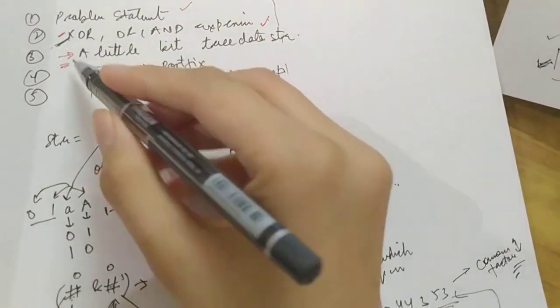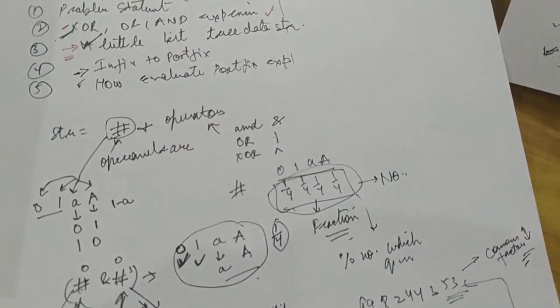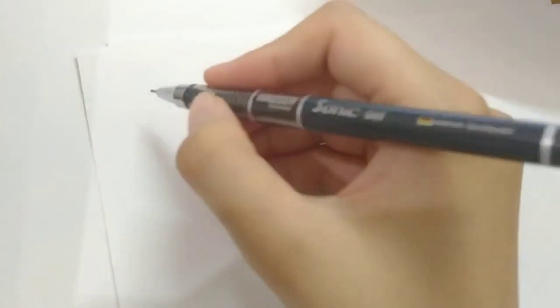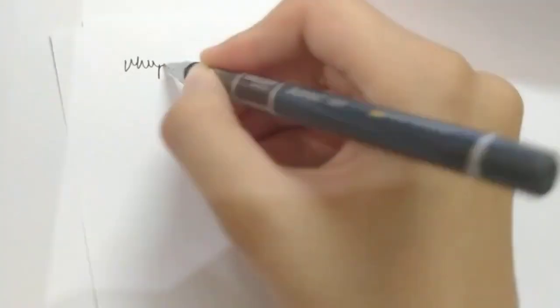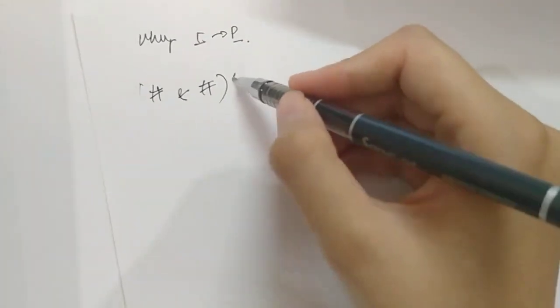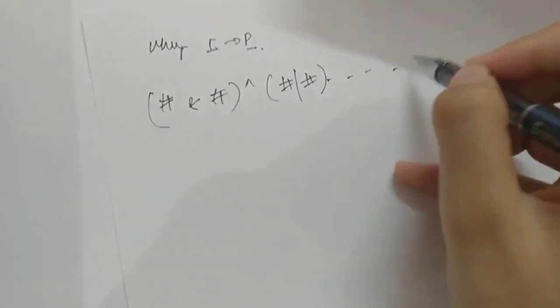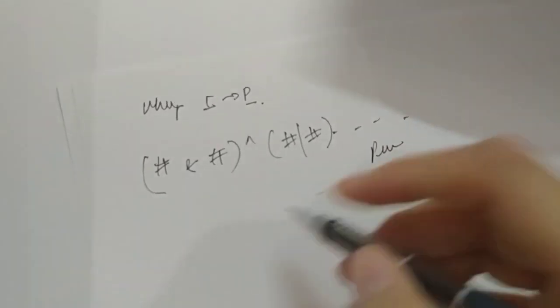We have completed this. Now we will move to Infix to Postfix. First of all, why Infix to Postfix? We will be given a string like this. Given a string, we know how to find the probability given we have constructed the tree.